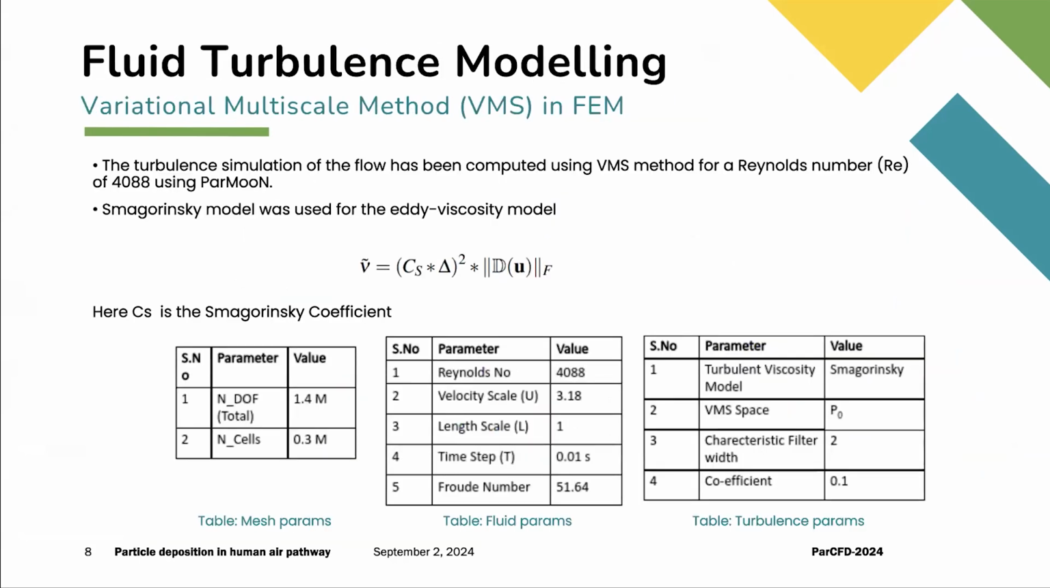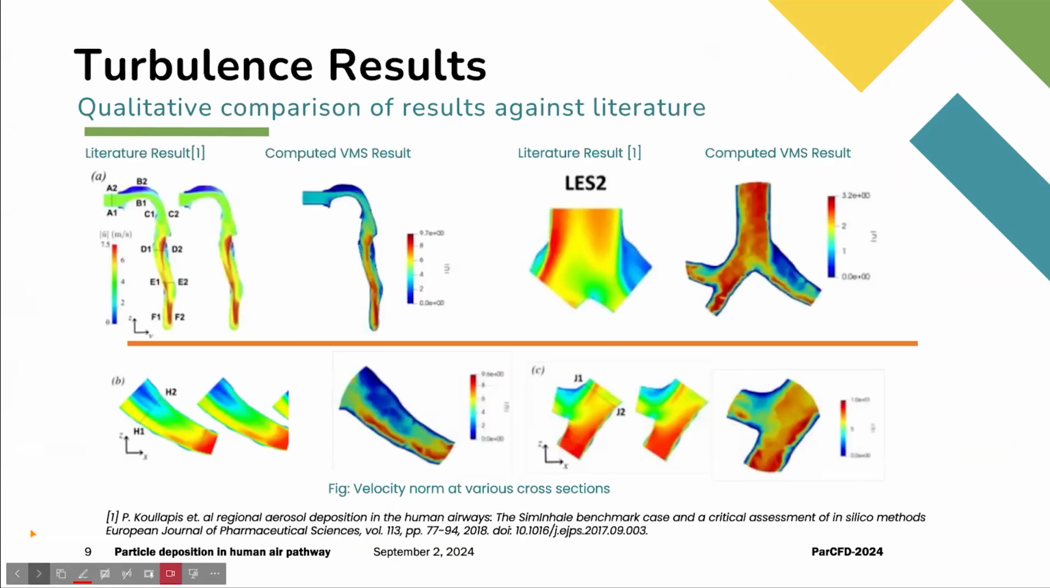For the turbulence modeling, we used a method called variational multiscale methods. We have used a Reynolds number of close to 4,000, which is obtained from the literature. And these are the other parameters, such as the time step and the Froude number that we have used for the simulations. This is just a qualitative comparison of results against the literature. We could see our simulations matched most of the profiles that we expected to see.